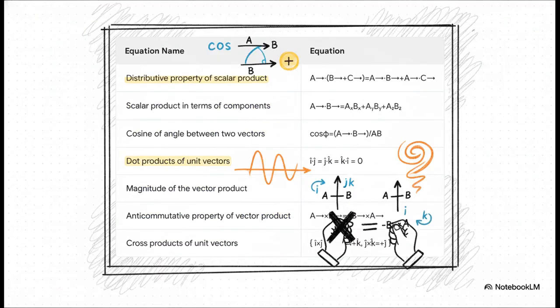And to finish off our toolkit, check this out. You can really see the difference between the two types of products. Notice how the scalar product uses cosine, but the magnitude of the vector product uses sine. That's a huge clue. And look at that anti-commutative property for the cross product. It means if you flip the order of A and B, you have to flip the sign of the answer. With cross products, order really matters.